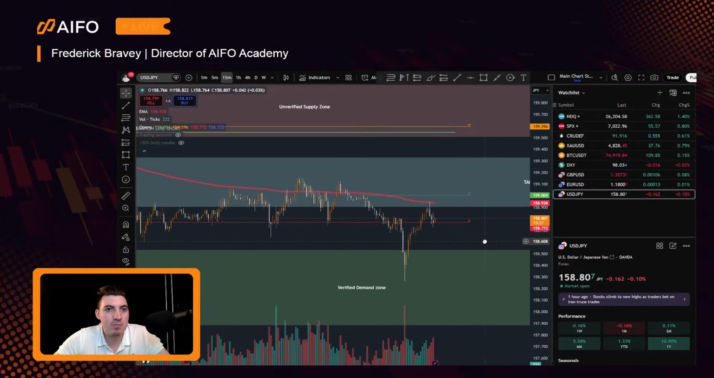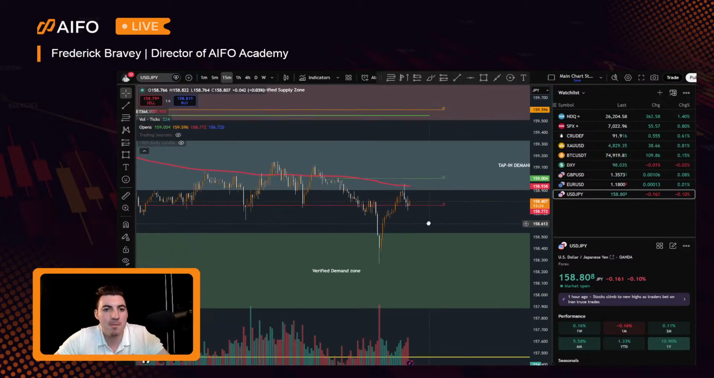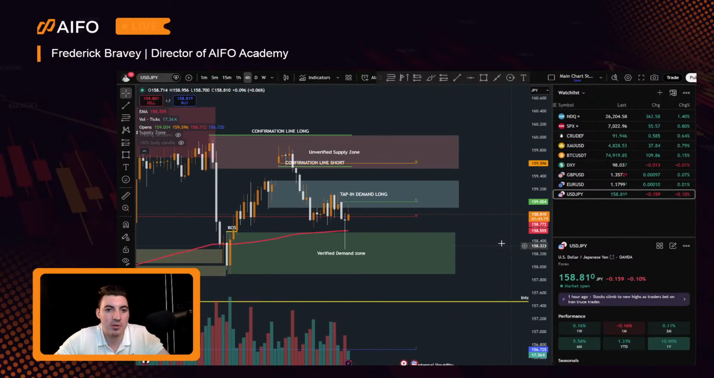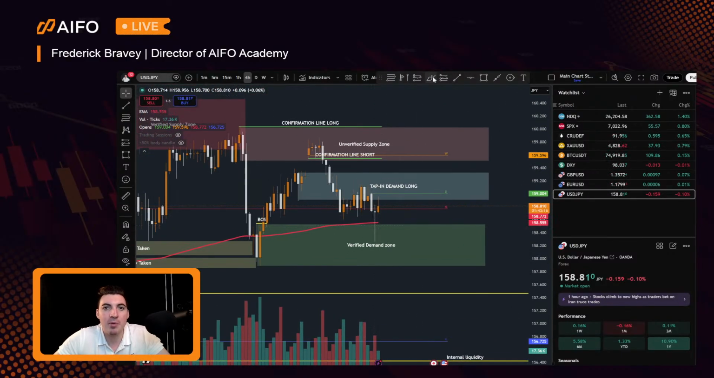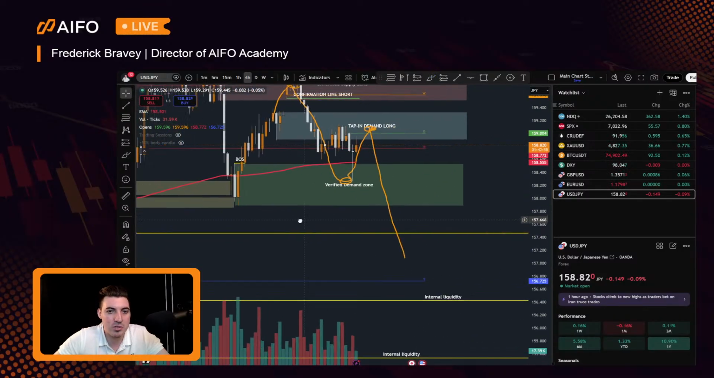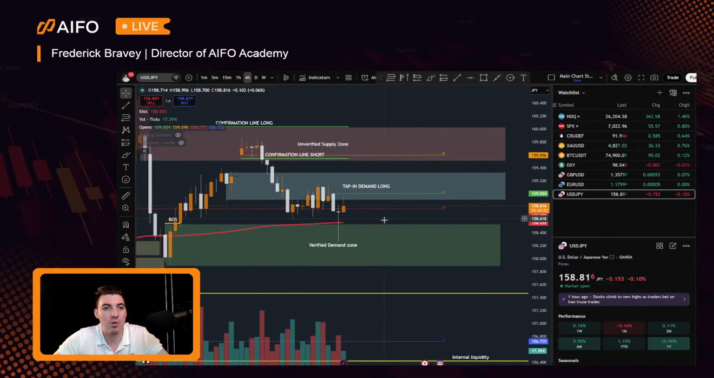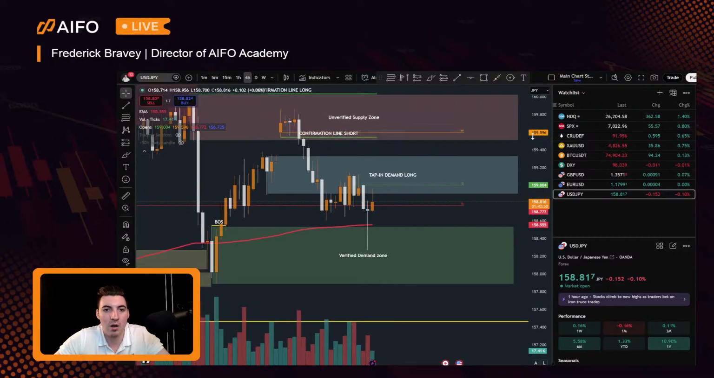This is the USD JPY. Let me just zoom out. Gosh, it looks so messy at the moment, doesn't it? I think what's happening here is that it came up to this now verified supply zone. It has come down, entered into this demand zone. It has now pushed itself up into this tap in supply zone, and then it would likely want to push itself to hit that next low. That is what I'm looking for on USD JPY.